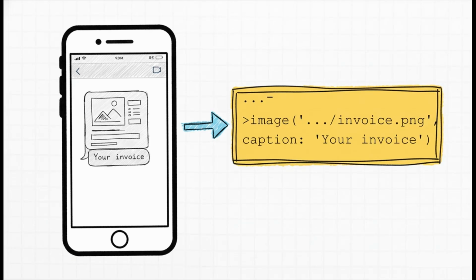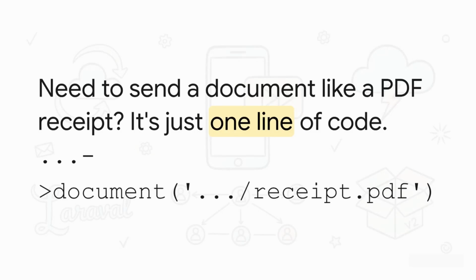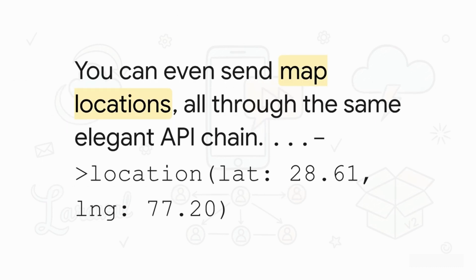And sending an image is just as easy, perfect for things like order invoices or updates. Need to send a PDF or something? No problem. It's just as straightforward. And check this out. You can even send map locations, all with that same Fluent API.